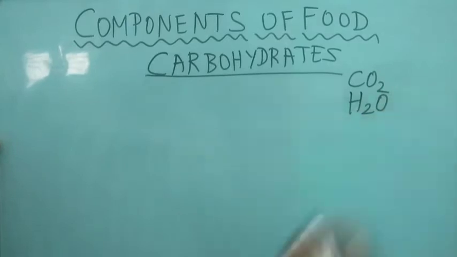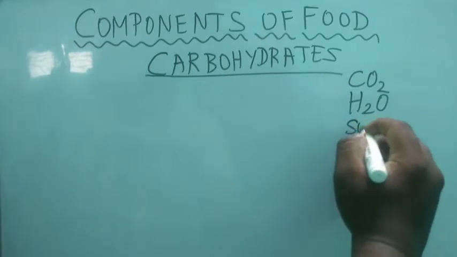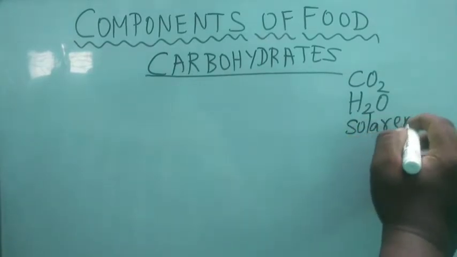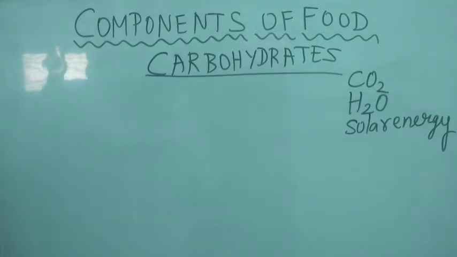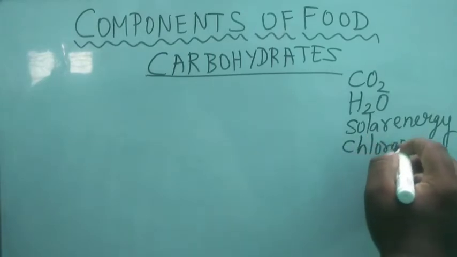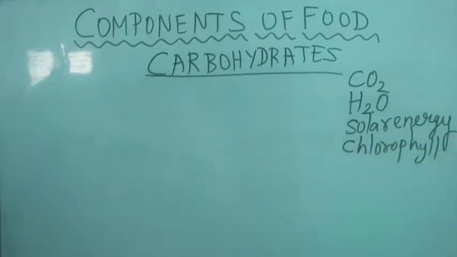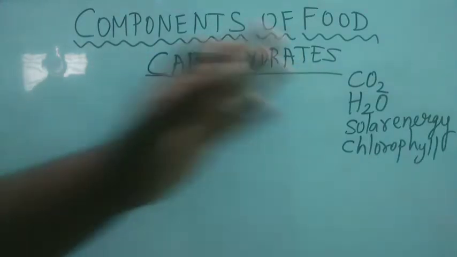Then H2O, water. Then solar energy, which is from the sunlight. So from the sunlight, solar energy is required. Then in the presence of chlorophyll, okay. So along with the water, the nutrients and minerals come in a dissolved condition. So now what happens?